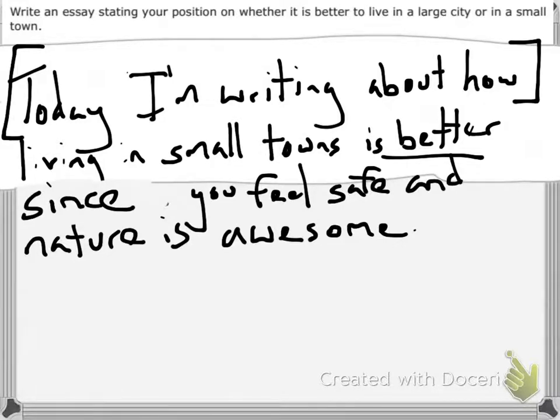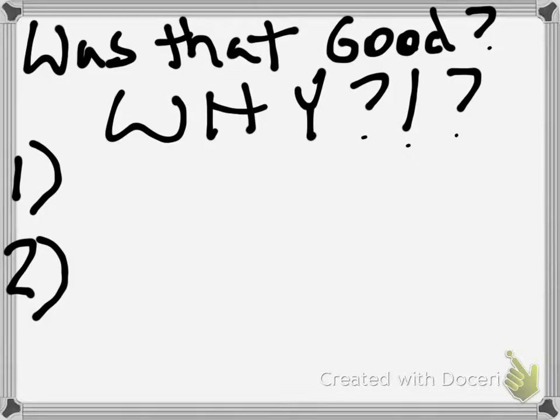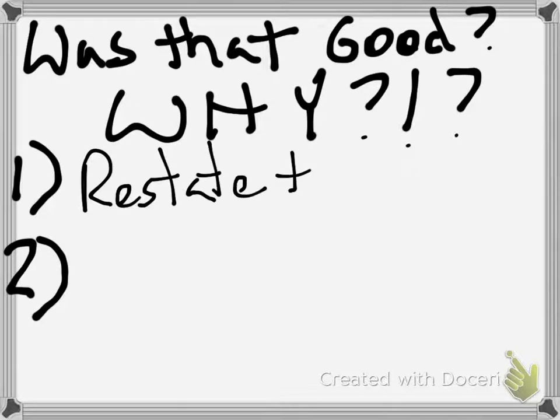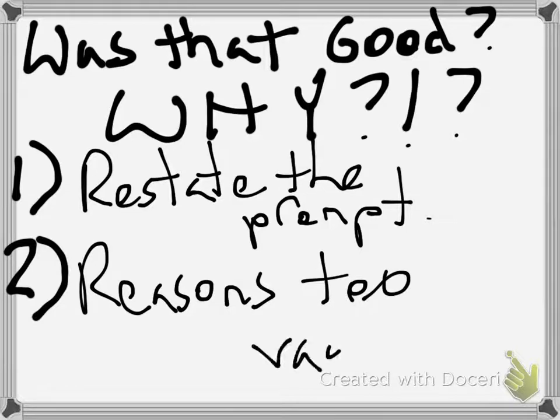Most importantly, we have two topics here. We have two reasons why: you feel safe and nature is awesome. The problem with both of these is they're not really too specific. They're very general. What does it mean by nature is awesome? What does it mean by you feel safe? What does that specifically mean? So why was it not good? Well, it doesn't restate the prompt properly. And more important, your reasons or your support were too vague.